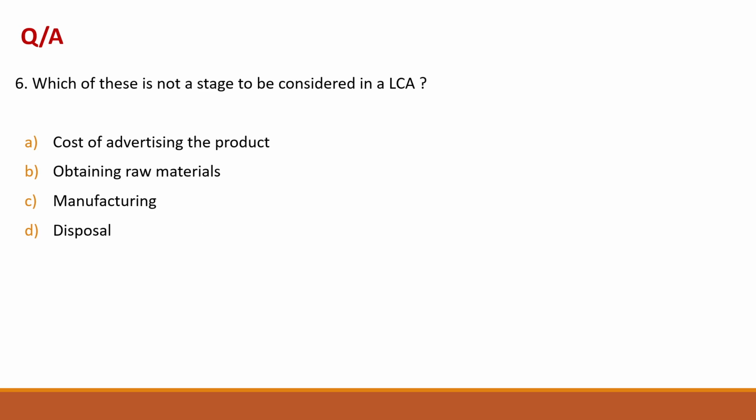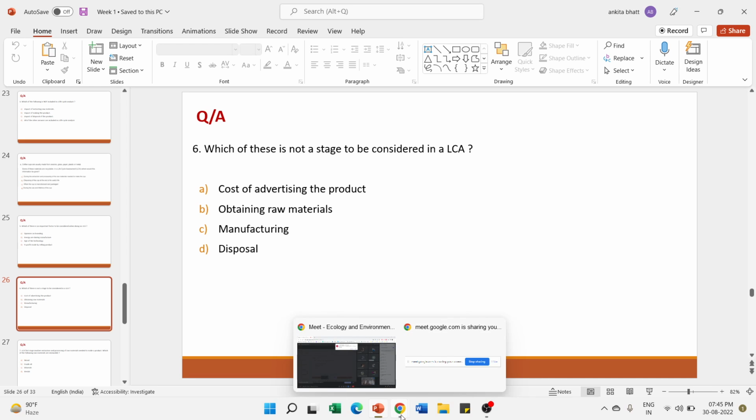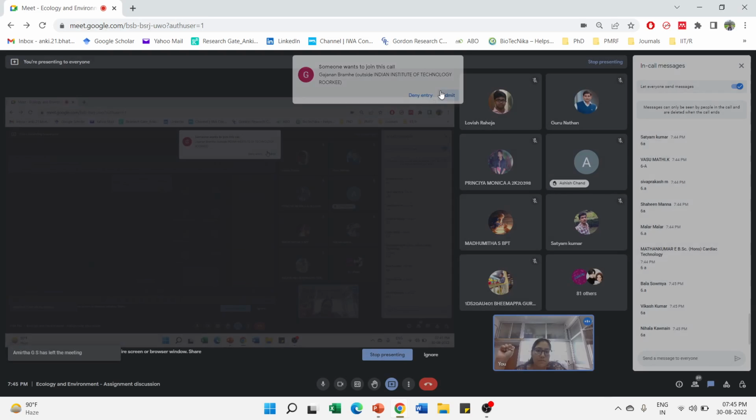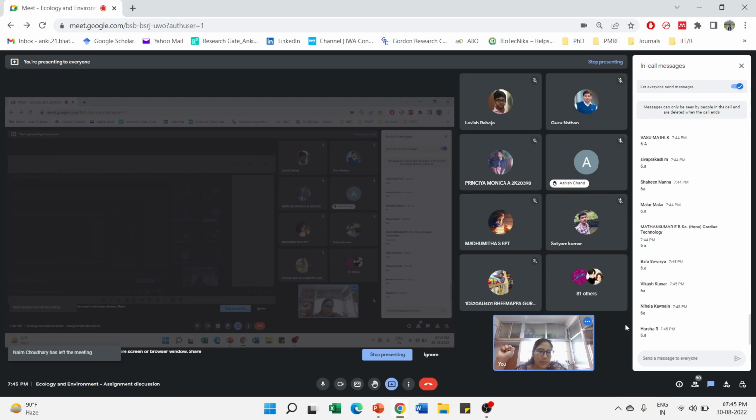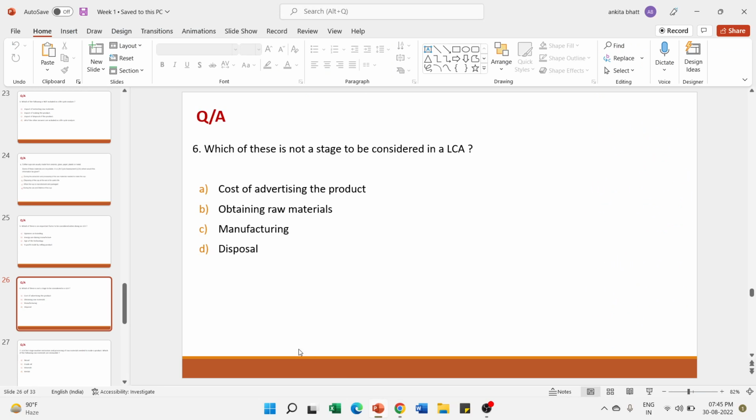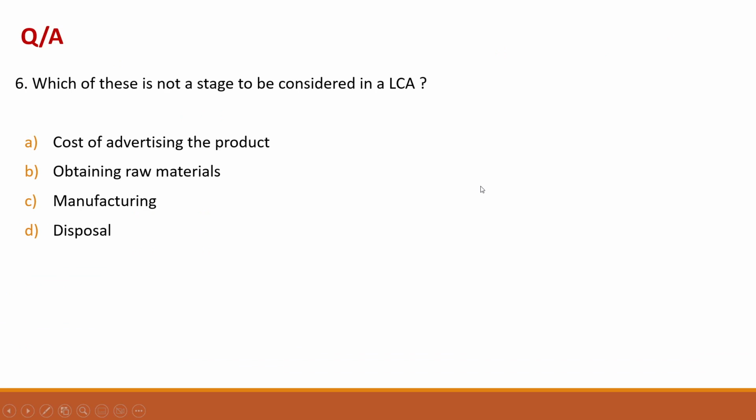So then we go to the sixth question. Which of these is not a stage to be considered in an LCA? Cost of advertising the product, obtaining raw materials, manufacturing, or disposal. So what is not to be considered? Everybody is confident that cost of advertising the product will not go into an LCA. Fine. Then I believe that's the right answer.